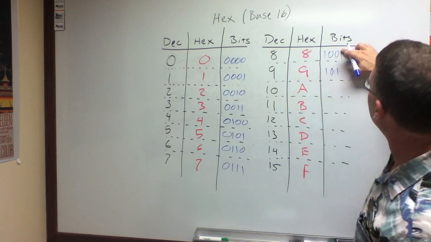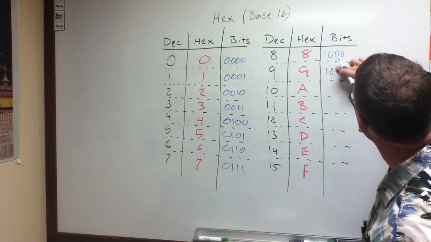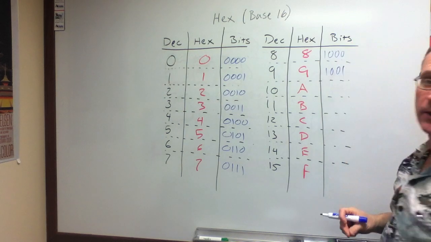Made a mistake there, didn't I? That's a 0. 0, 1. There we go.